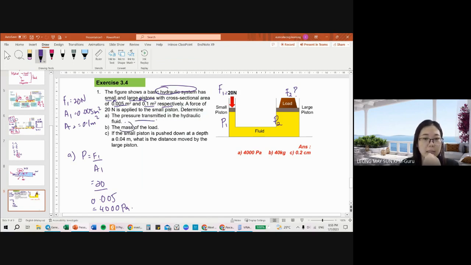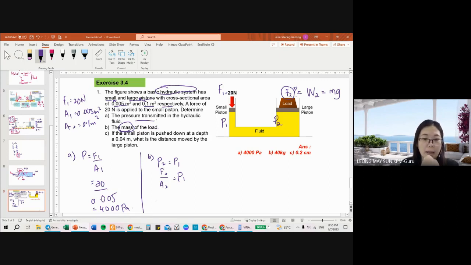Next is actually the mass of the load. In order to find the mass of the load, we know this is a Pascal principle question. So knowing that it's a Pascal principle question, pressure at 2 equals to pressure at 1, and we know F2 over A2 equals to P1. I'm not going to put the values in because I've already calculated here, so I can directly substitute my 4,000 over. But here there's no mass. In order to find a mass, we need to know that F2 is also equivalent to the weight of the load. To calculate the weight, it is actually mass times acceleration due to gravity.